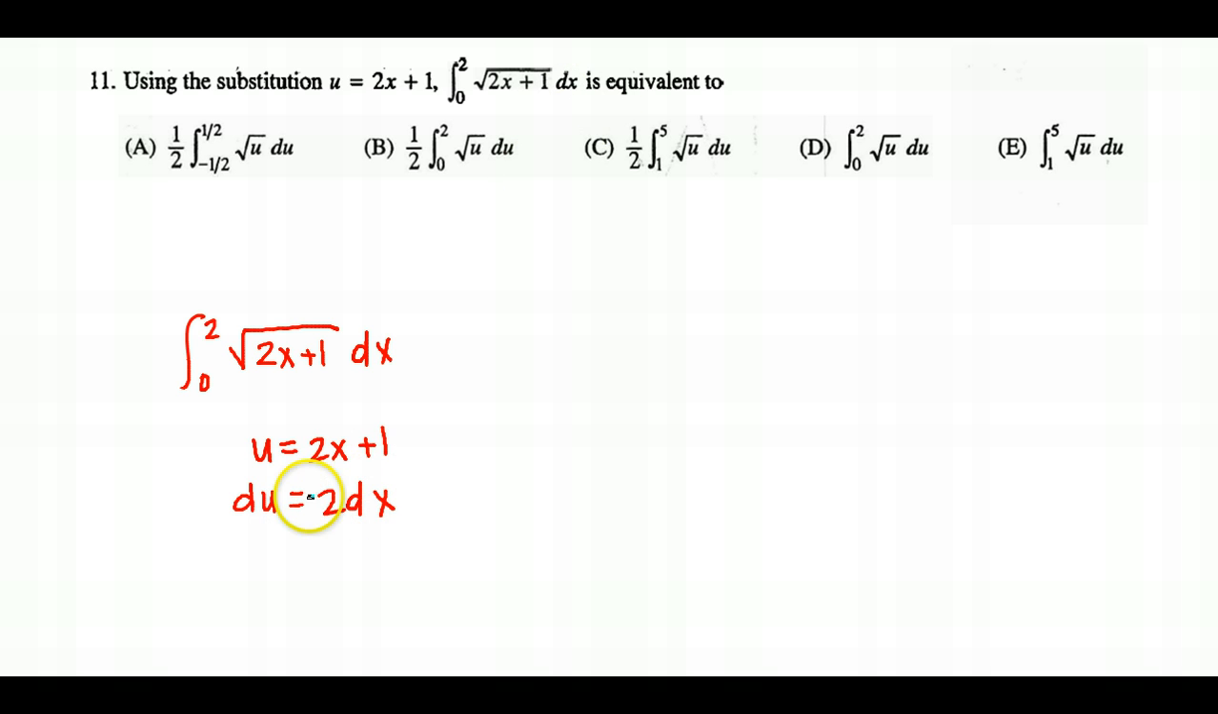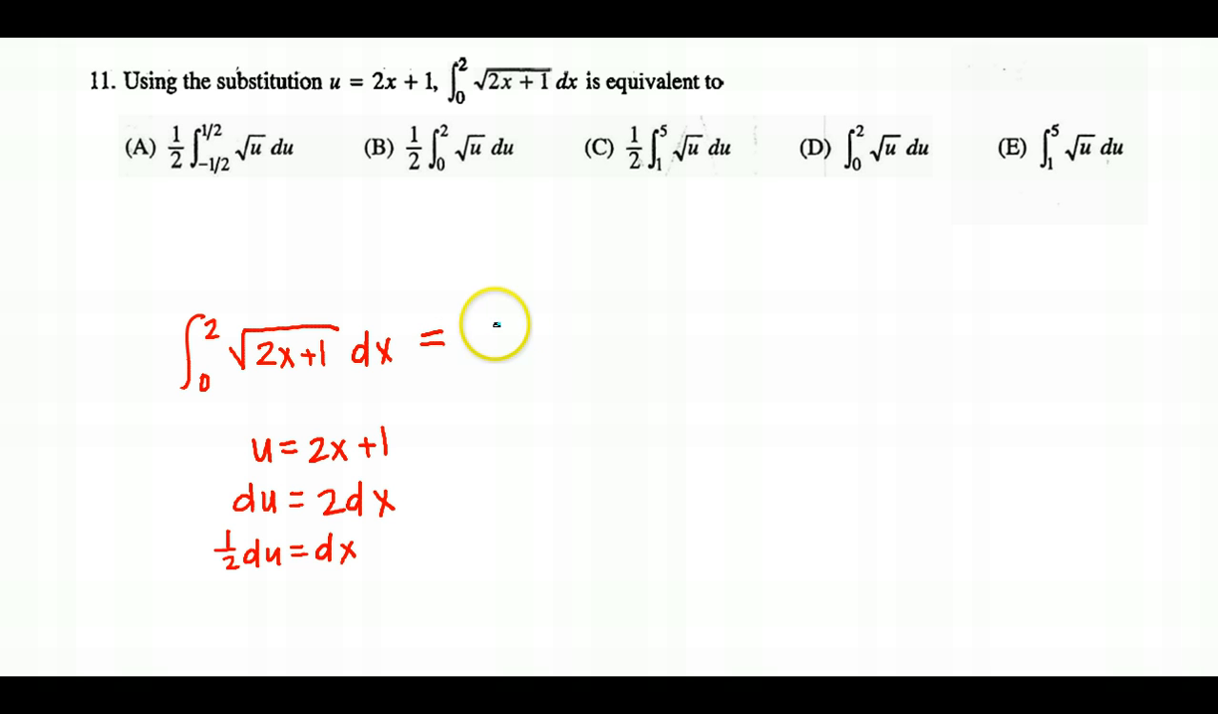Alright, now looking at number 11 of a previous AP exam, we want to use substitution, and they're giving us the u. So using the specific substitution, u equals 2x plus 1, the integral from 0 to 2 of the square root of 2x plus 1 dx is equivalent to, so they're not even asking us to solve this. They're asking us, do we understand the change of variables that occurs when I have a definite integral? So let's let u be as given, 2x plus 1. Then du is 2 dx. I only want dx, so 1/2 du equals dx.